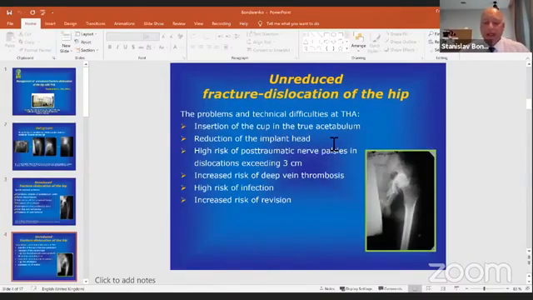The problems and technical difficulties at total hip arthroplasty include the insertion of the cup at the level of the true acetabulum, reduction of the implant head, high risk of post-traumatic nerve palsy in dislocation exceeding 3 centimeters, increased risk of deep vein thrombosis, high risk of infection, and increased risk of revision.